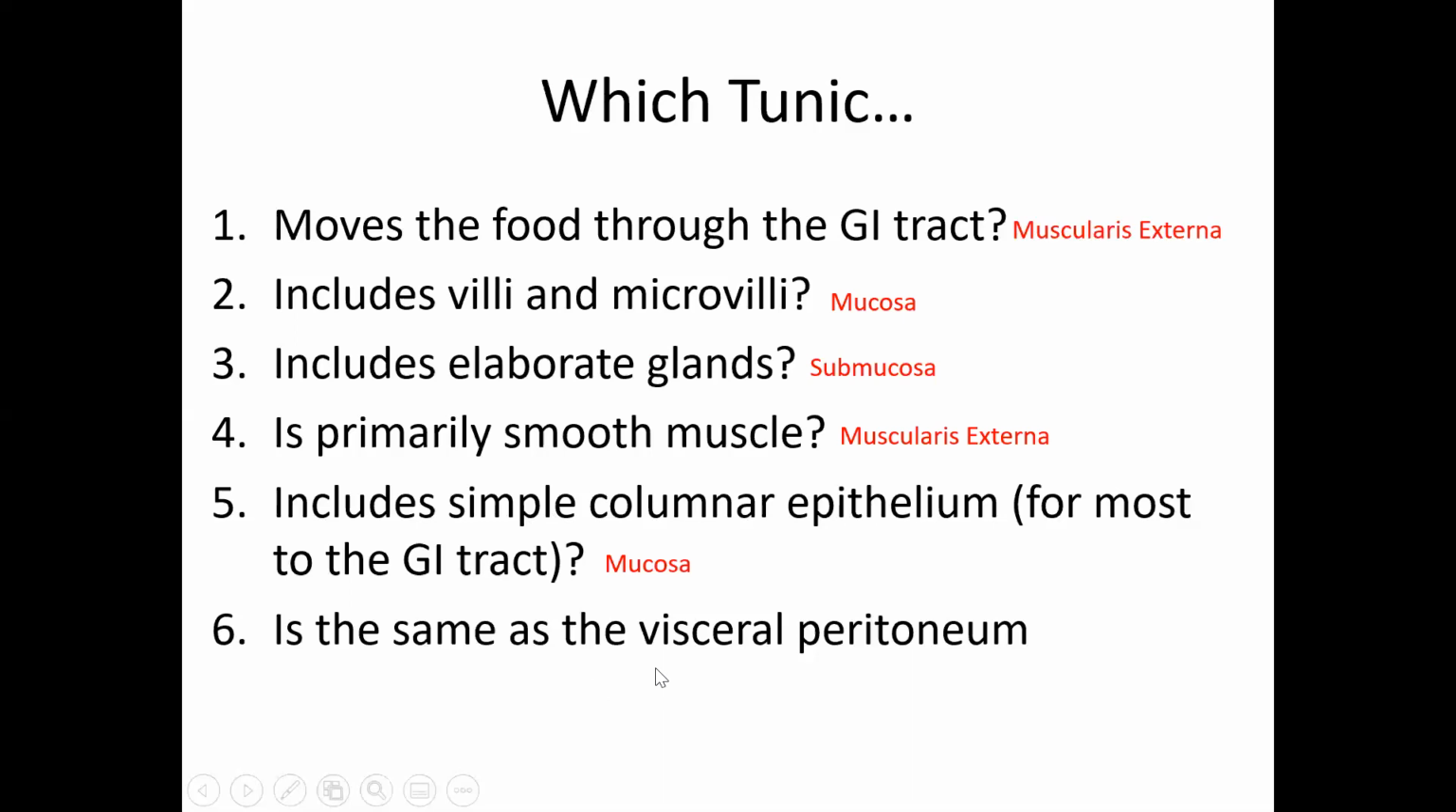Which one is the same as the visceral peritoneum? That would be the serosa. So the serosa is a serous membrane. That's where that comes from.